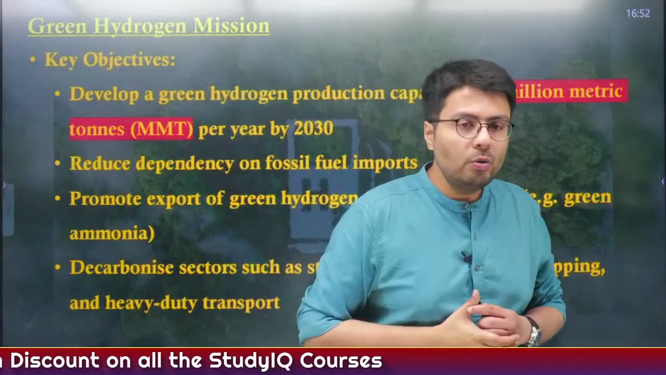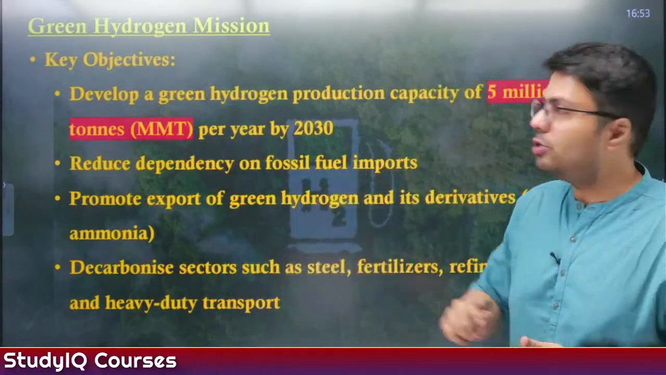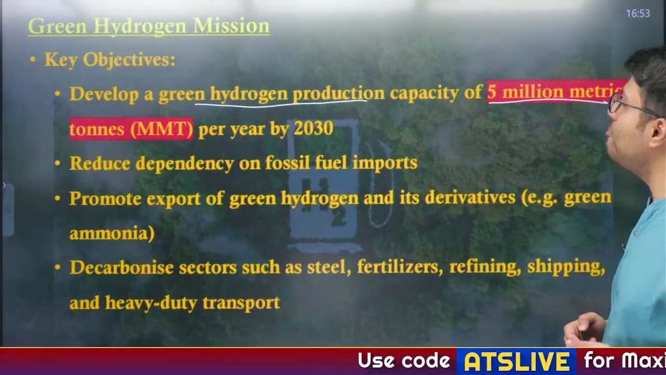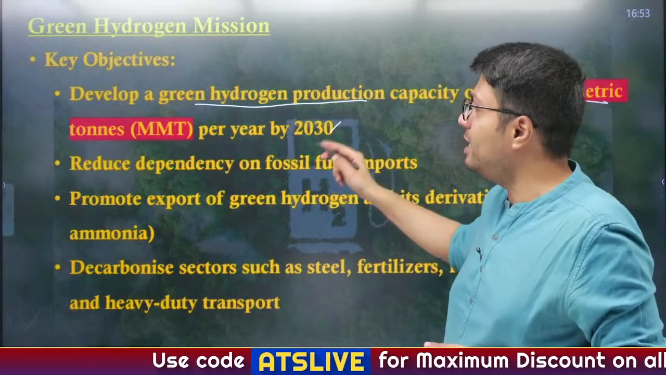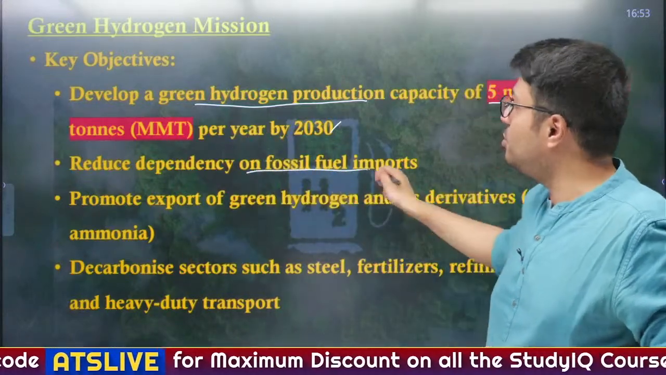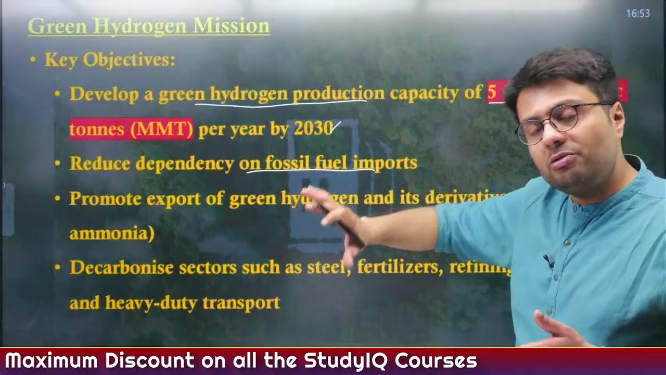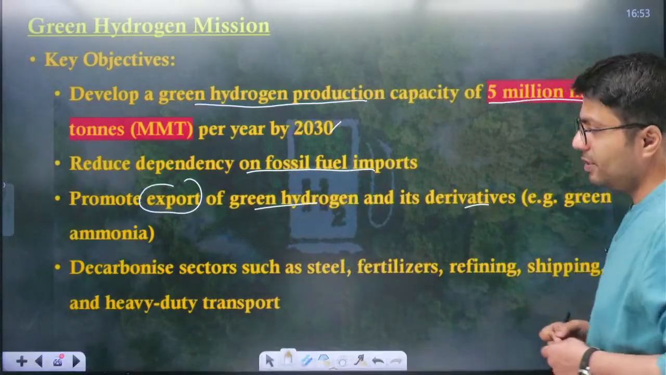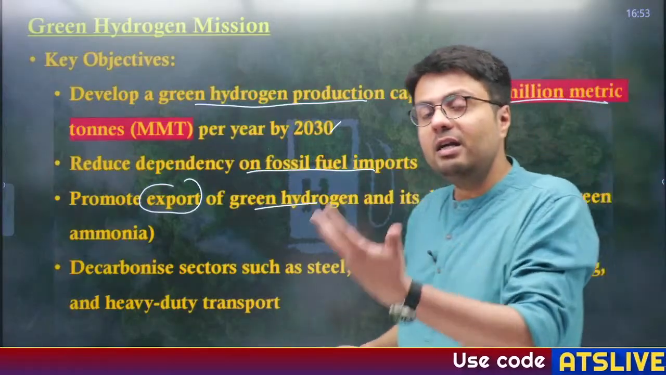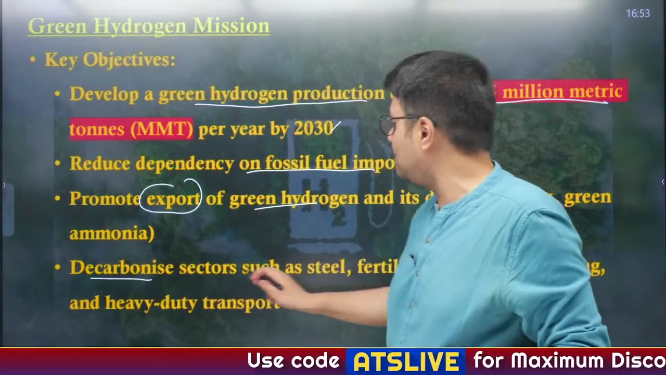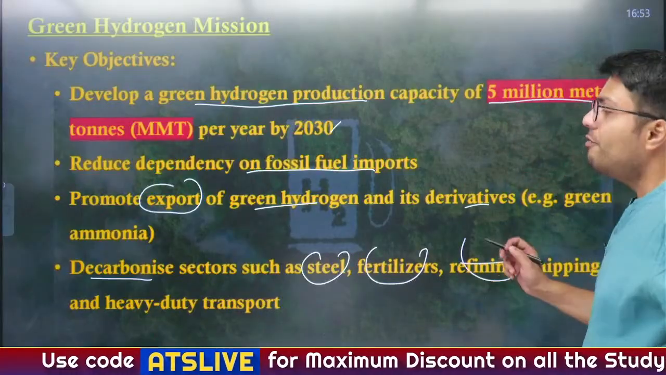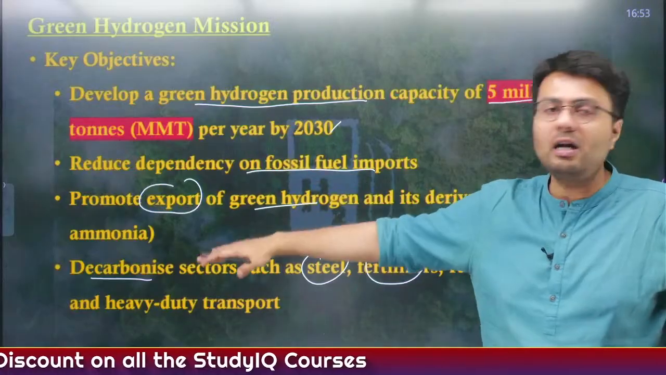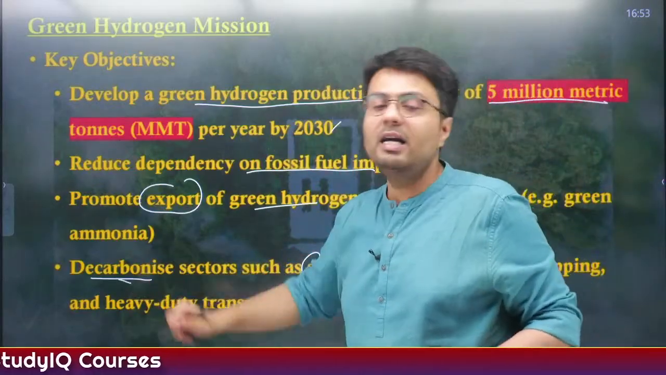Now, what does this scheme want to do? It wants to develop India into a green hydrogen production behemoth by manufacturing 5 million metric tons of hydrogen per year by 2030. And this is to reduce our dependency on fossil fuel imports, and not just reduce dependency on imports, rather we can also export green hydrogen and its derivatives to other countries. Similarly, while producing green hydrogen, we can also decarbonize sectors like steel, fertilizers, refining, which are using huge amounts of fossil fuels. Instead, we can transfer them to green hydrogen and decarbonize these sectors.